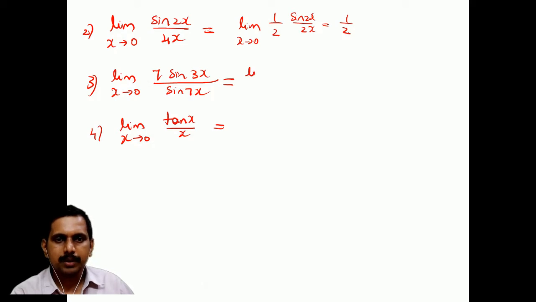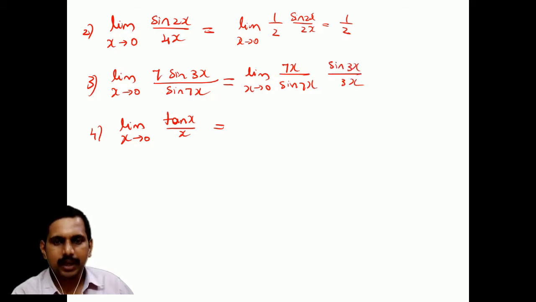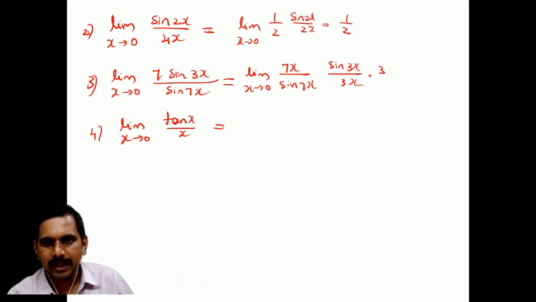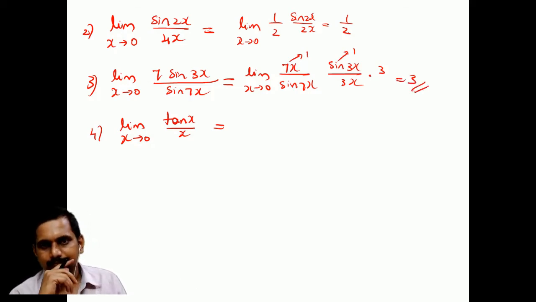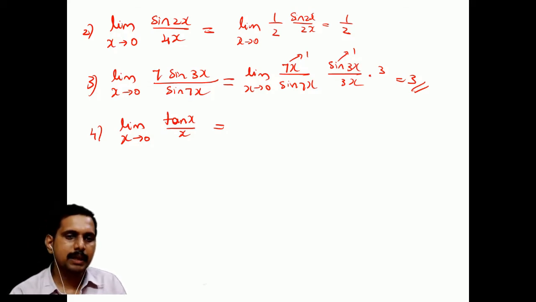What would be the answer here? So this would be limit x tending to 0. What will happen? You will have 7x by sine 7x, and then sine 3x by 3x into 3, correct? Because 3 and 3 should cancel, x and x should cancel. What should remain is 7 sine 3x divided by sine 7x. So this would be 1, this would be 1, so the answer is 3. Easy, students? Easy, no?